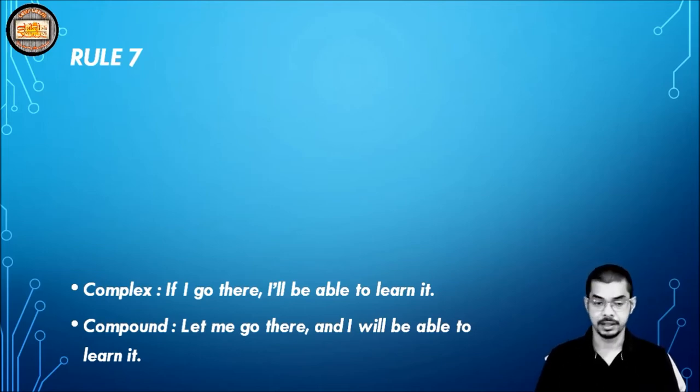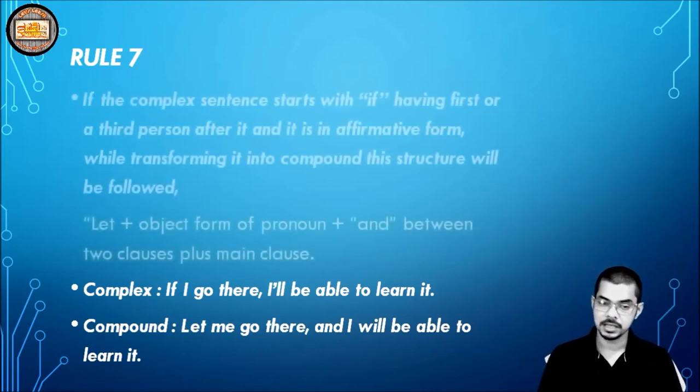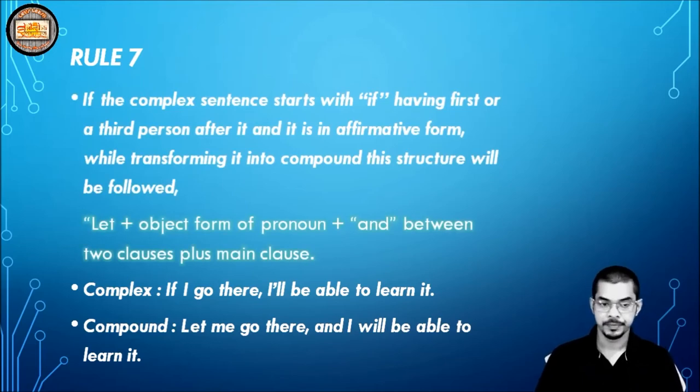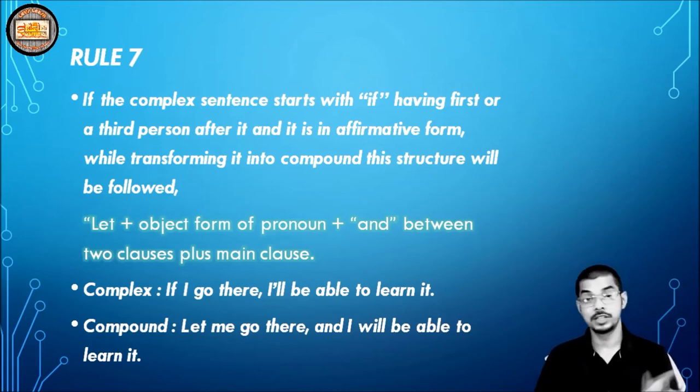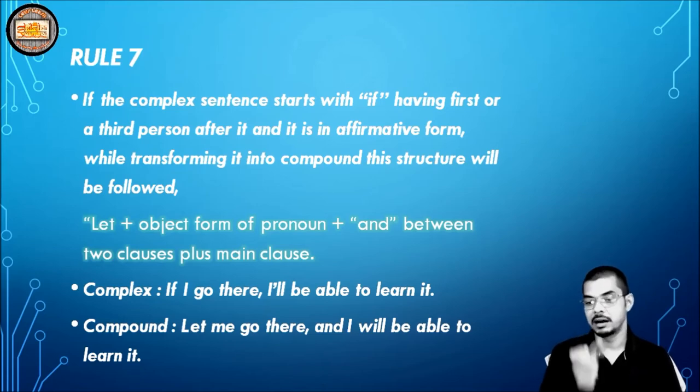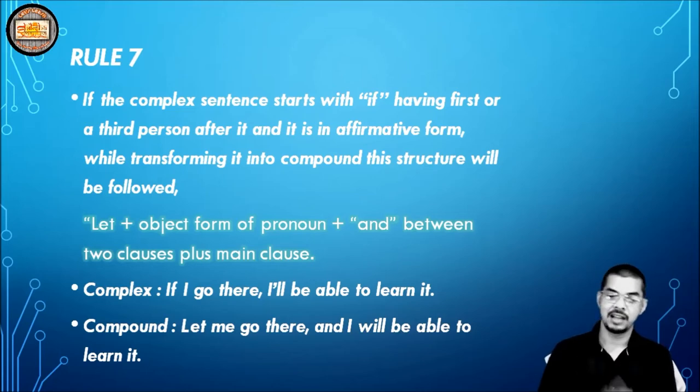So it's very simple. You'll follow the same rules. If I go there, so let me go there and I'll be able to learn it. Here also you'll get a difference. And what's the difference? The same construction is followed here. Here also after if comes first person and it will be the same for the third person as well. But as the if clause is in affirmative, we didn't have to change anything from affirmative to negative, from negative to affirmative. No change is done. So what we'll do? We don't have to adjust it with or otherwise. So we have used and here. Let me go there and I'll be able to learn it.